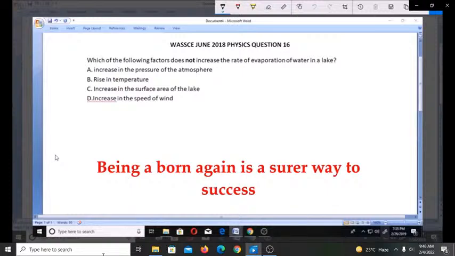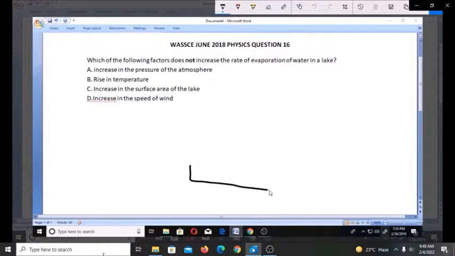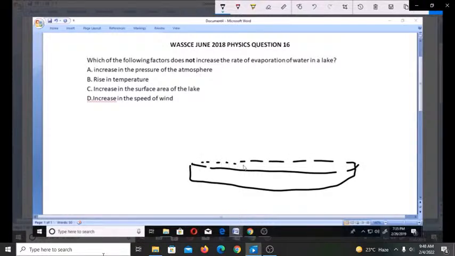Now, for us to have a very good understanding of this, we have a lake, and this lake has water. As we all know, there's water inside. Now, there is evaporation from this lake. Now, what are the things that will make there to be more water moving from the surface of this lake into the atmosphere? Number one, you will know that temperature does that.